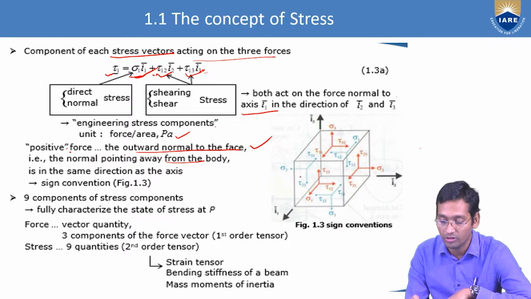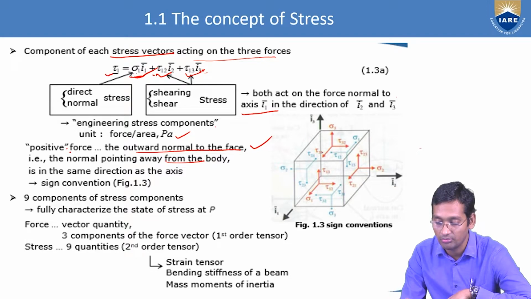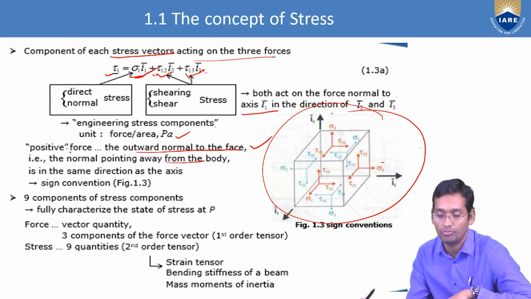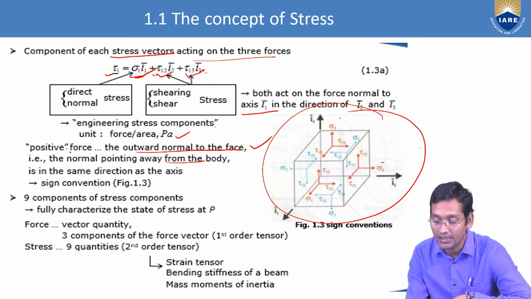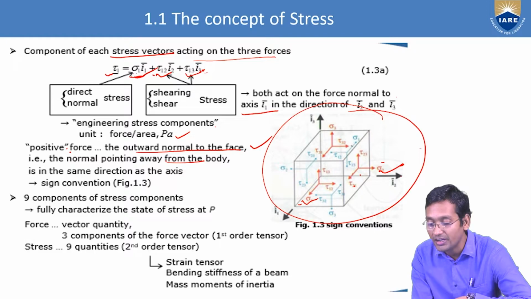So totally how many components are there? Just see here: sigma 1, tau 3 2, tau 2 1. So 1, 2, 3, 4, 5, 6, 7, 8, 9. So in this figure, you can see all the 9 components of the stresses acting. In that, 3 are direct, that is sigma 1, sigma 2, sigma 3. So these 3 are the direct stress or normal stress, and the remaining 6 stresses are acting on the surface.